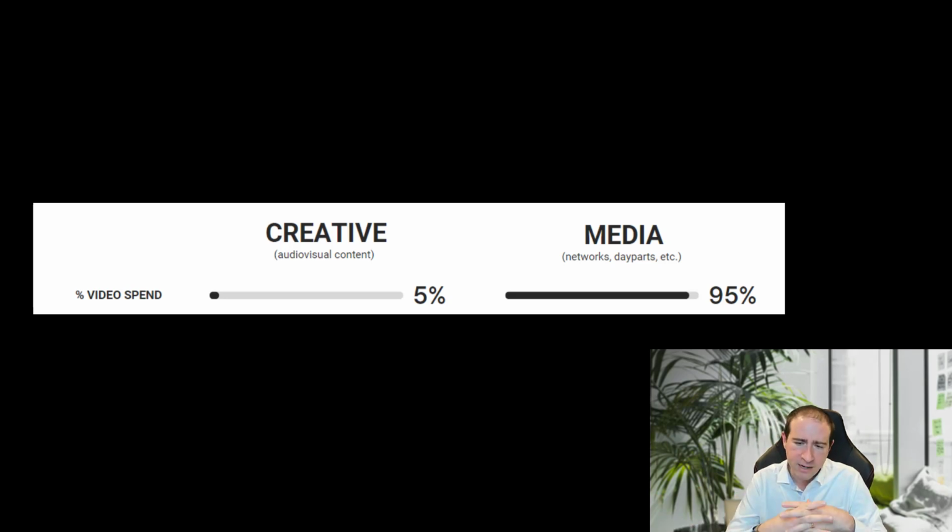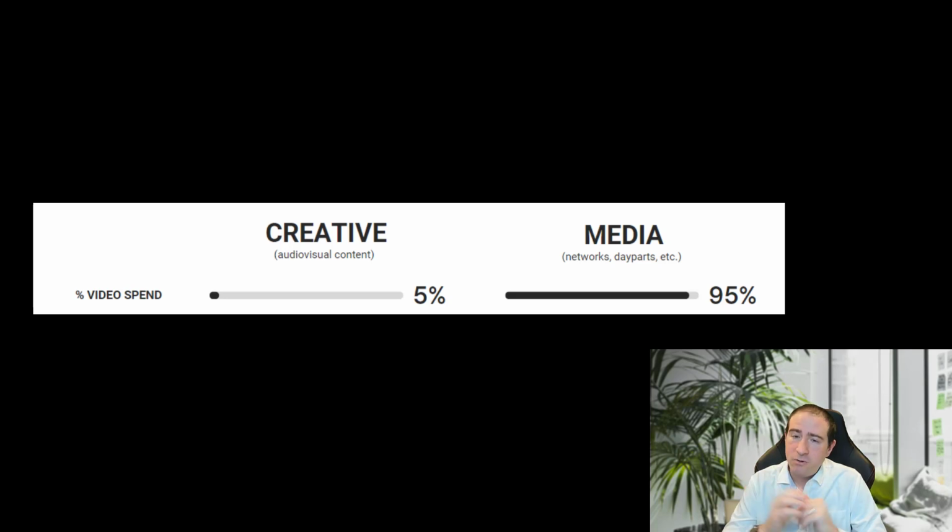And what we see here is that for a typical US national television campaign, and by the way, the numbers vary from one brand to another, it isn't uncommon to see about 95% of costs being expended on the media side, meaning getting the ad inventory, the places where your ad is going to show, and about 5% on the creative costs, the actual cost of building and developing the video asset.